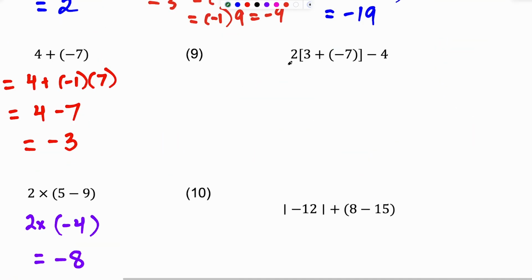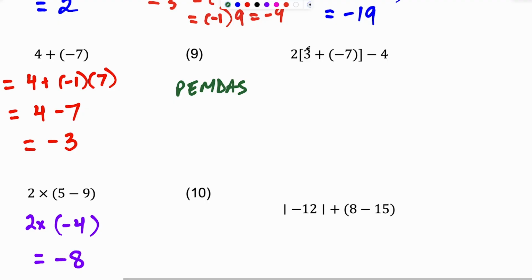Question 9, we have 2 times, in the brackets here, 3 plus negative 7 in parentheses. And then outside the brackets, we have minus 4. So for this one, we are using order of operations again. But I just want to point out that brackets and parentheses are the same idea in math. However, we use brackets when inside the brackets we already have something in parentheses. They do this just so that it looks neater, because if you have too many sets of parentheses, the expression could look kind of cluttered.